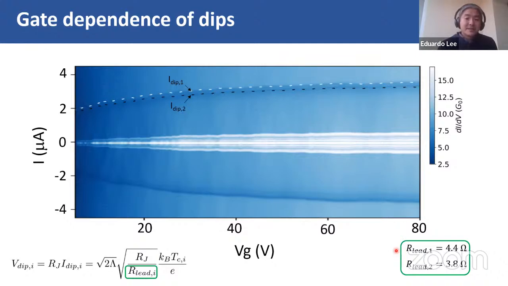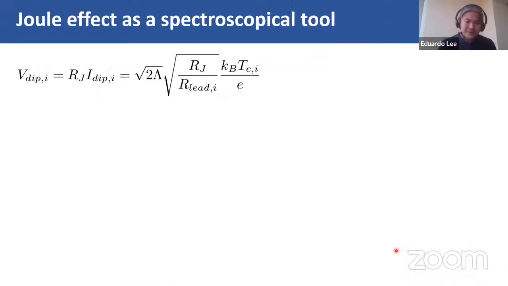So with this first characterization, as I mentioned before, we grow confident that our model is describing quite well what we're measuring. And we move on to trying to use this effect as a spectroscopic tool. And of what? As I mentioned before, one of the fun things about this simple relation is that the VDIP or IDIP scales linearly with the critical temperature of the superconductor.